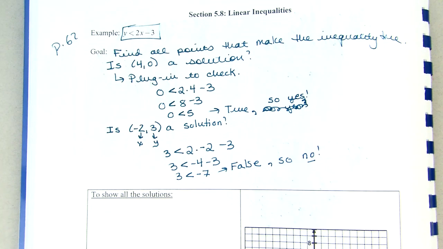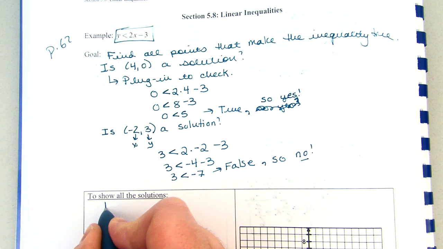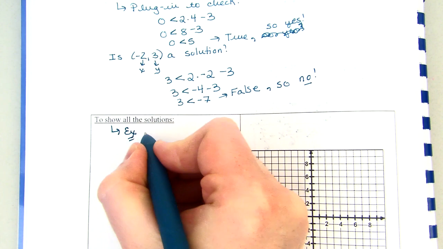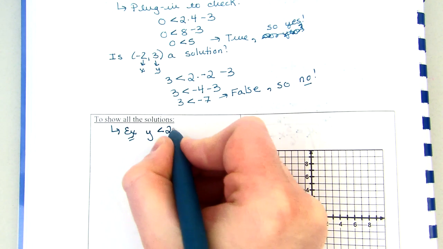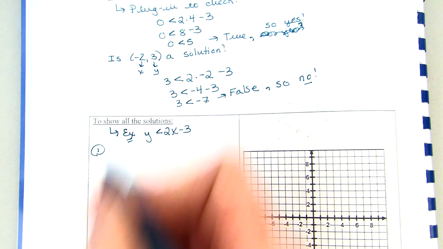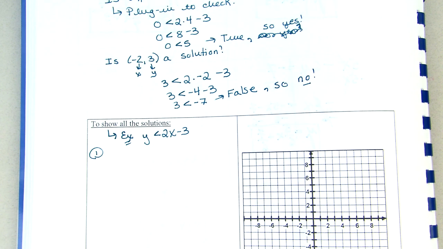So here's what we need to do to show our solutions. We're going to look at the example: y is less than 2x minus 3. There are many, many points that are solutions, and I want a way to show all of these.